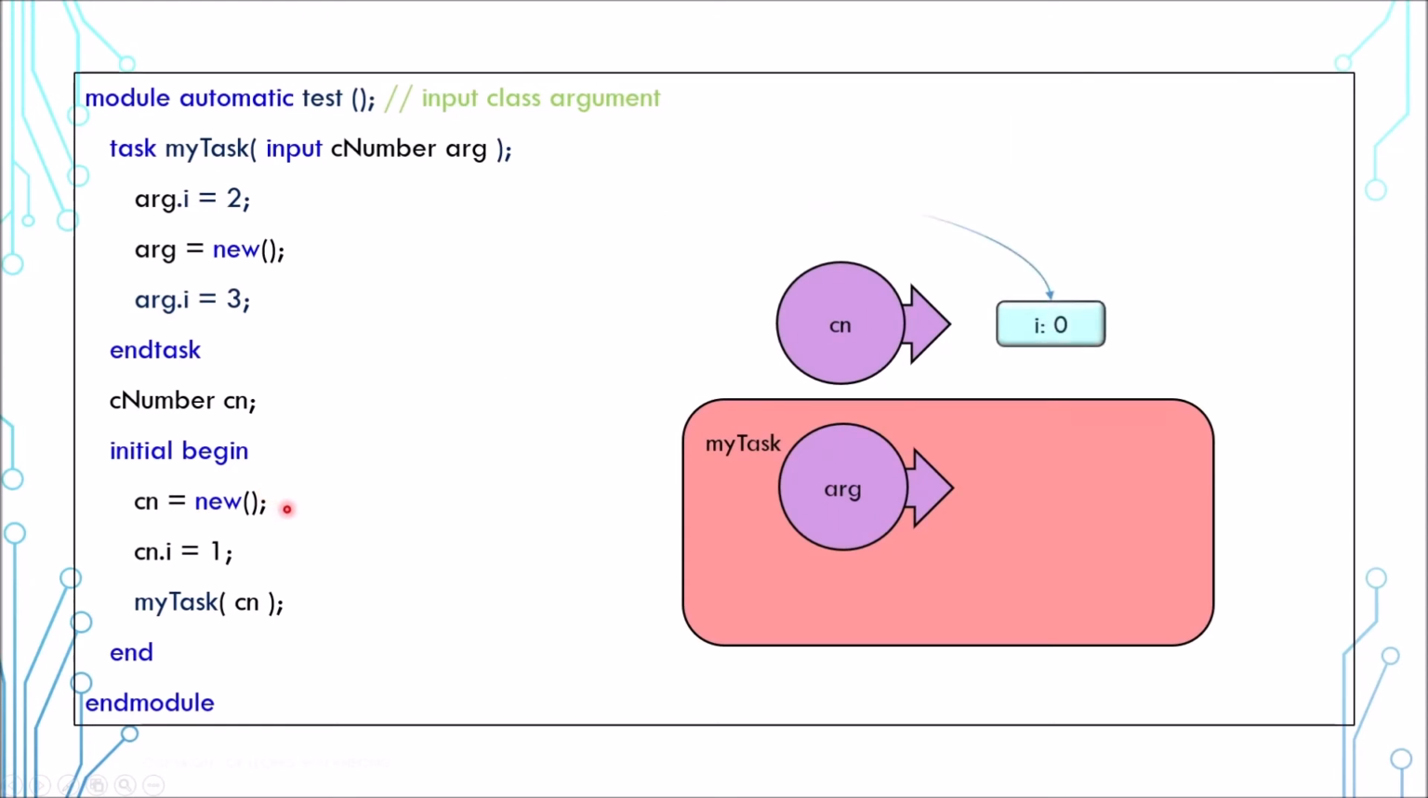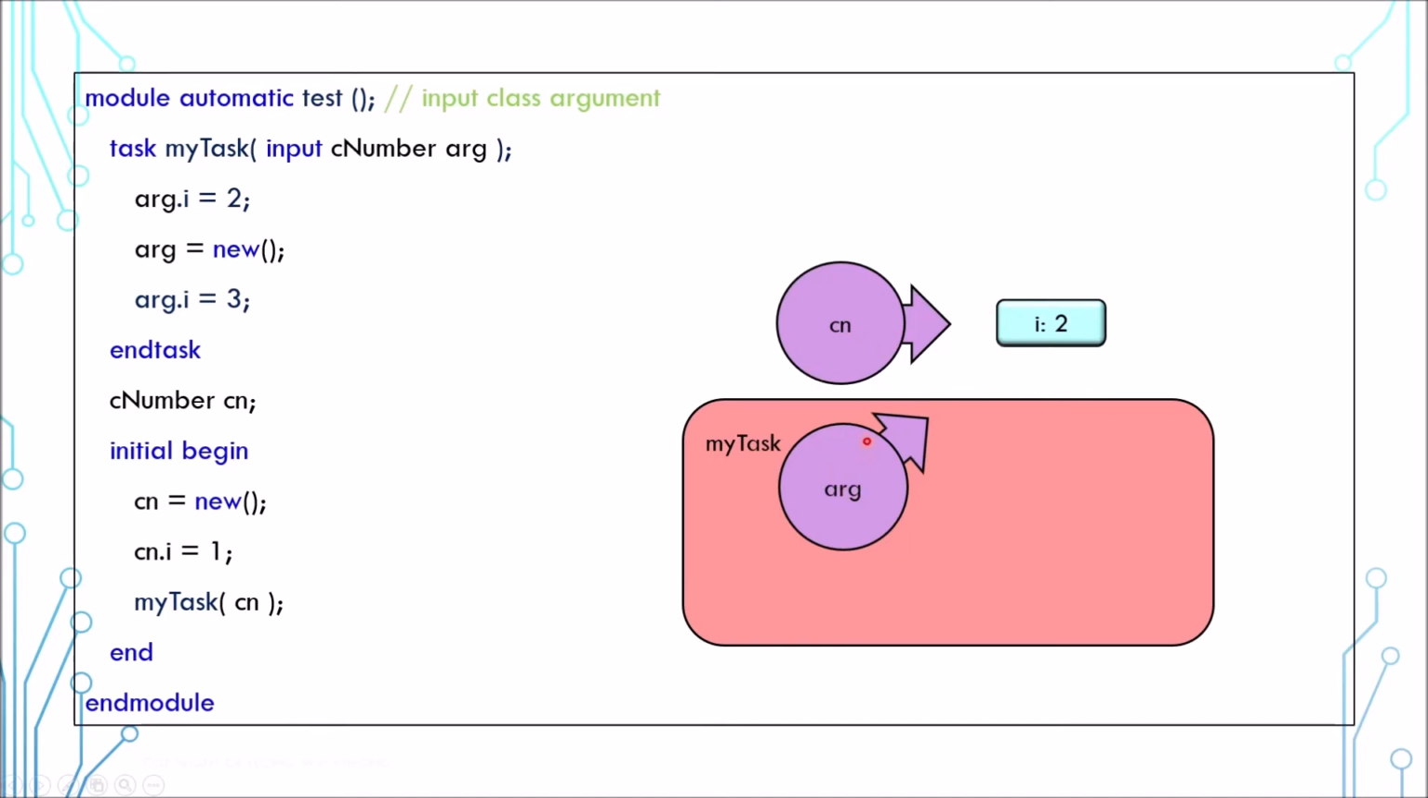First, we instantiate the pointer, we change the value in the object, and then we call the task, passing in the handle as argument. As such argument arc will point to what Cn is pointing at. When arc changes the int I to 2, Cn will know about it. And this is somewhat similar to a ref argument, but it's not, because arc is a different handle after all.